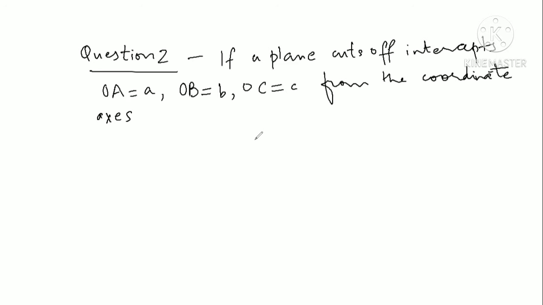If a plane cuts off intercepts OA is equal to A, OB is equal to B, OC is equal to C from the coordinate axis, then find the area of triangle ABC.